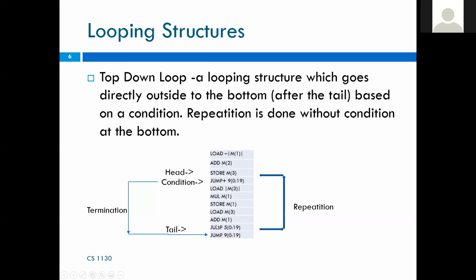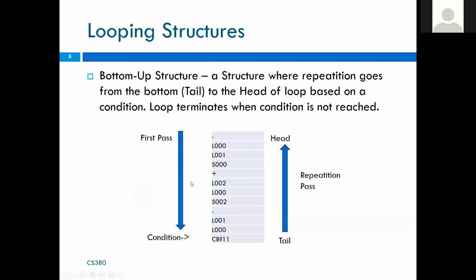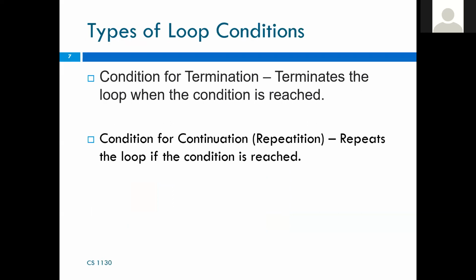And then in the tail, repetition is done without a condition. Regardless of any condition, it will just go back to the head. Do you follow? So the main difference between bottom-up and top-down loop is the location of the condition. When the condition is at the head, it's top-down. When the condition is at the bottom, it's bottom-up. Do you follow? It depends on the condition. Sorry, let me go back.